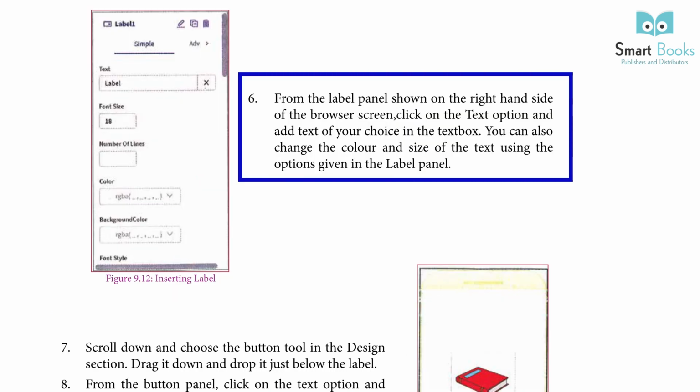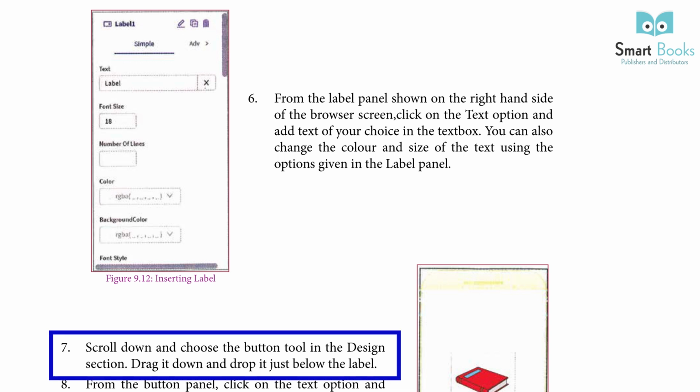6. From the label panel shown on the right hand side of the browser screen, click on the text option and add text of your choice in the text box. You can also change the color and size of the text using the options given in the label panel. 7. Scroll down and choose the button tool in the design section. Drag it down and drop it just below the label.